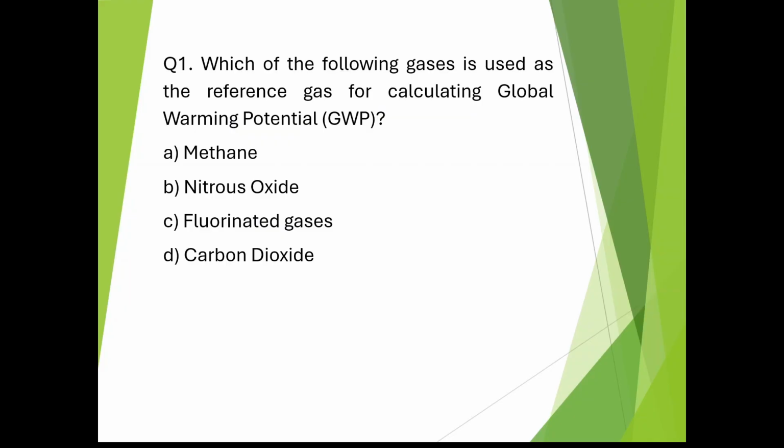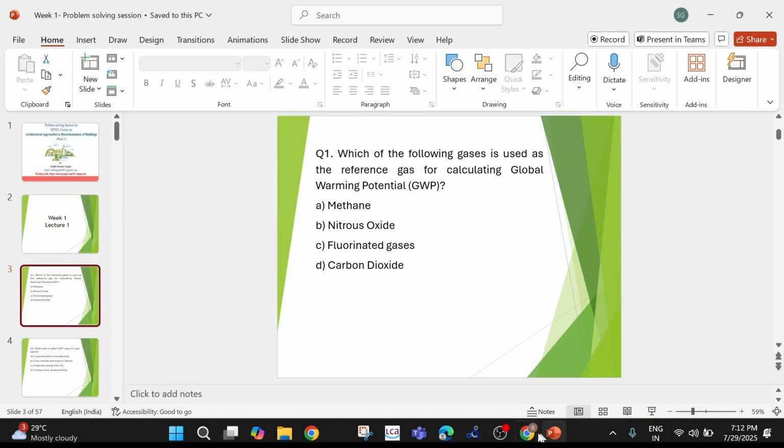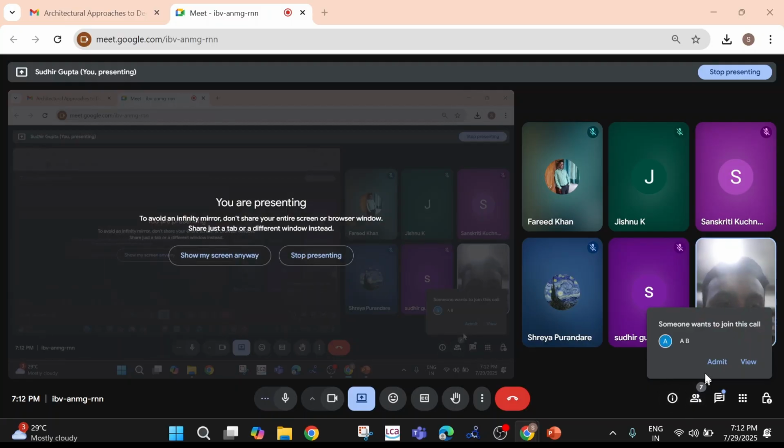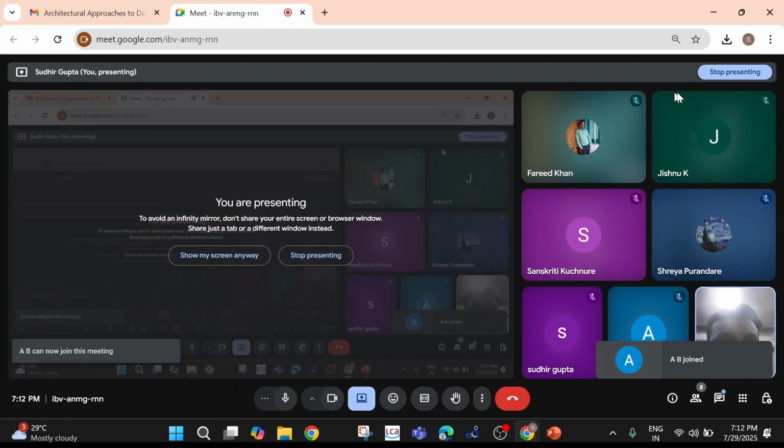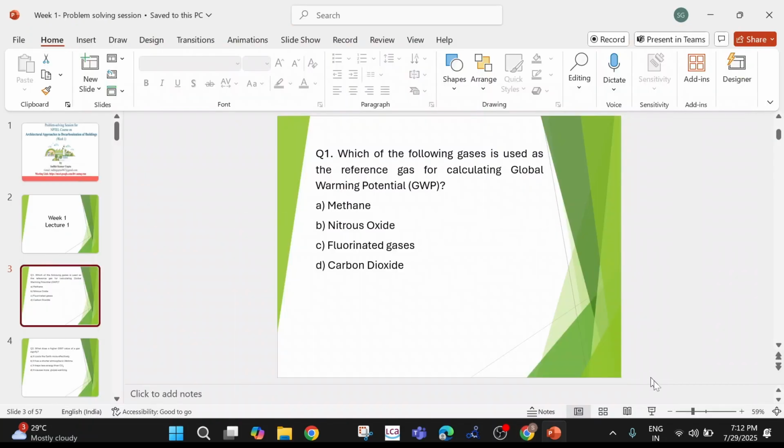So carbon dioxide's global warming potential is 1. First of all, that should be clear. And carbon dioxide is taken as a reference for calculating the global warming potential of other gases. Is it clear now? Is it clear to all of you? Can we move to the next question?